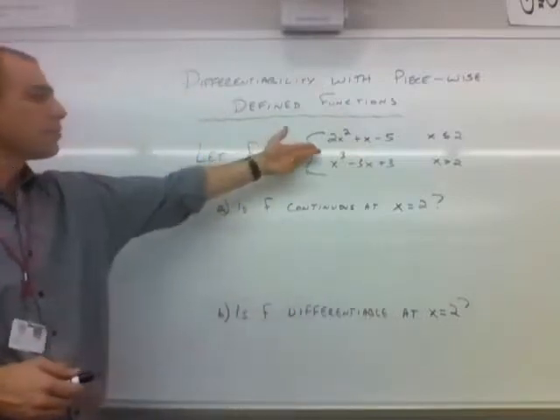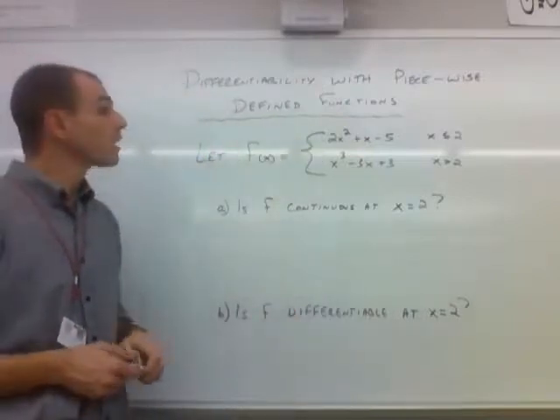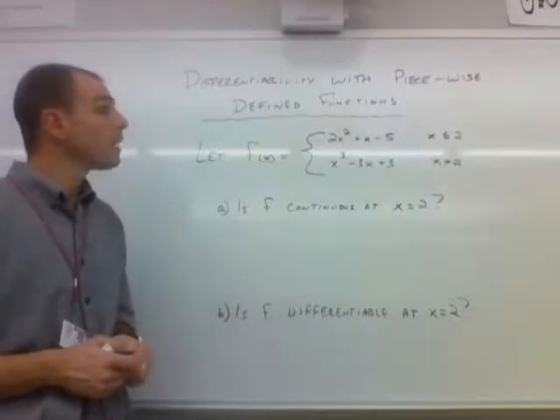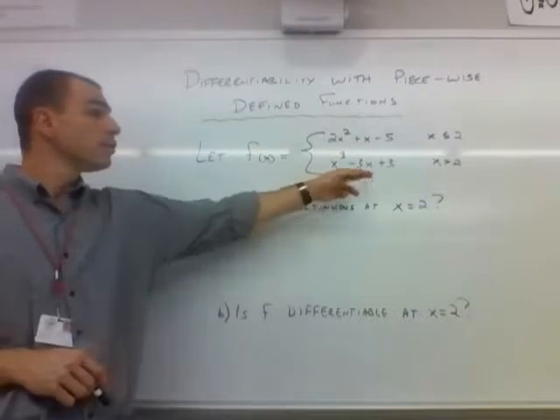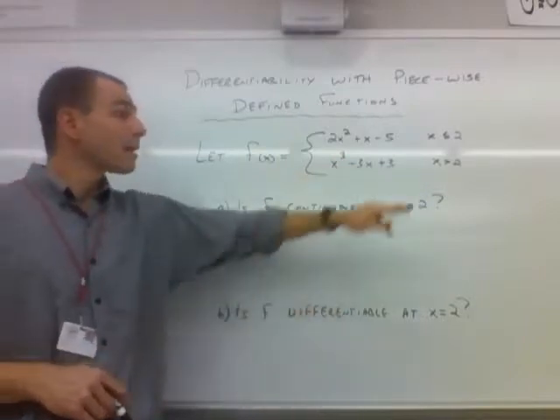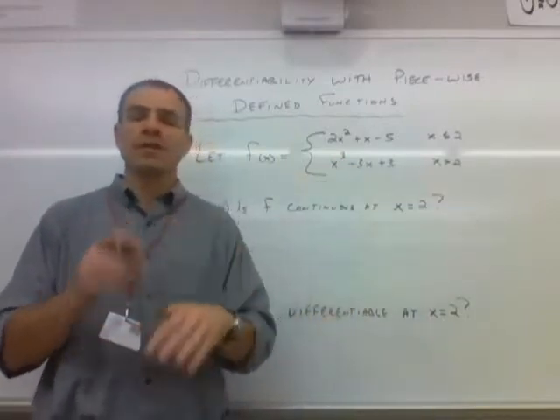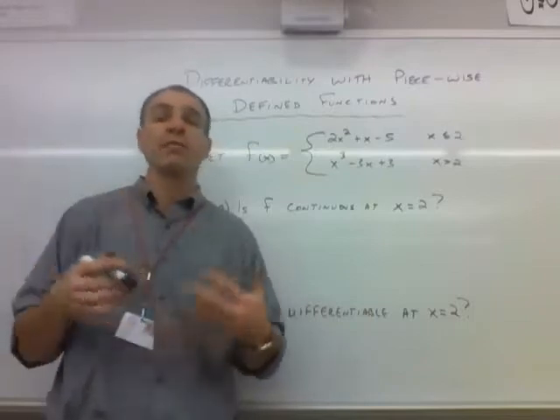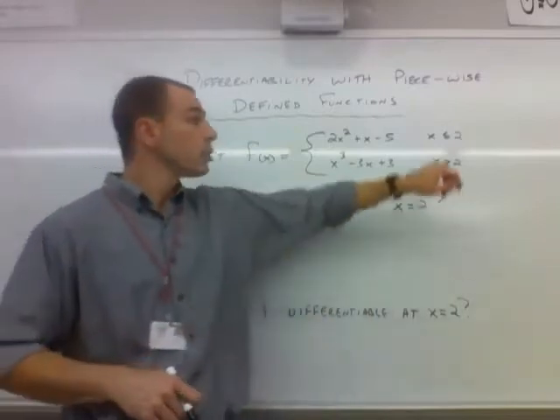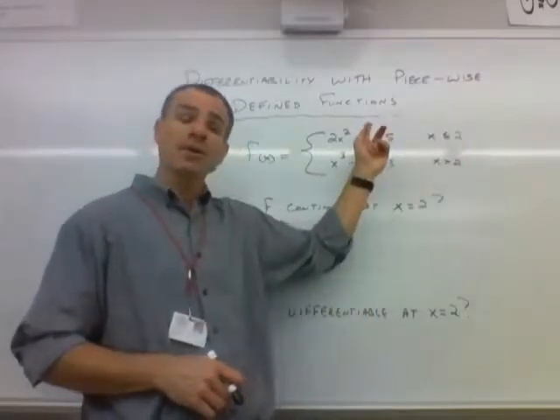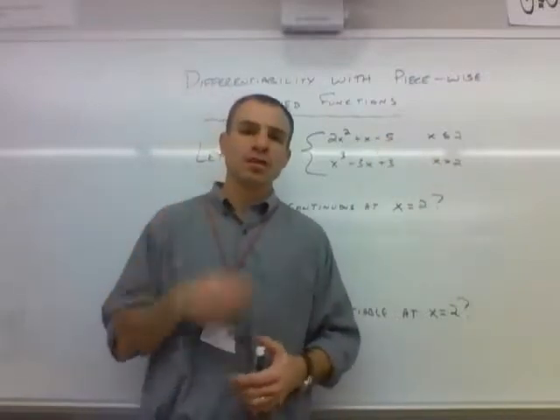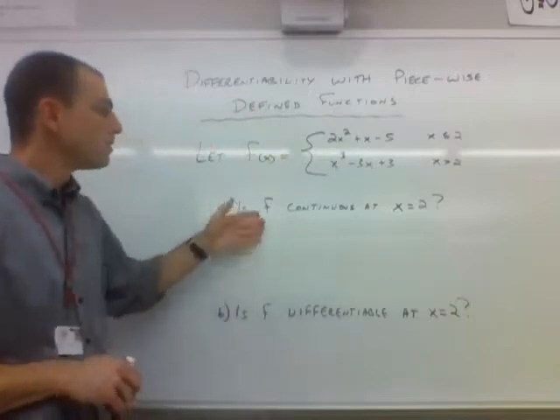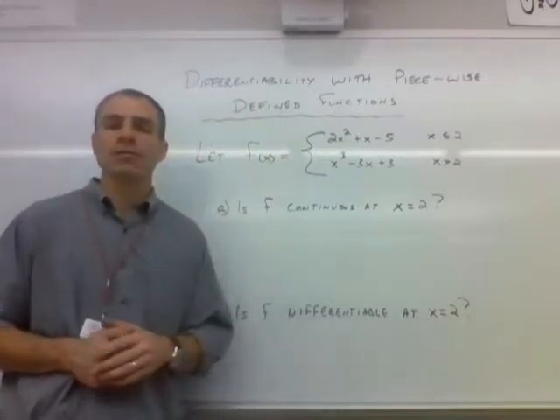f of x is equal to the quadratic 2x squared plus x minus 5 if x is less than or equal to 2. f of x is equal to x cubed minus 3x plus 3 if x is greater than 2. So the piecewise defined function says you're going to use one or the other depending on what your input is. If the input is less than or equal to 2, use the top function. If the input is greater than 2, use the bottom function. So two tasks here. The first one: is this function continuous at x equals 2?